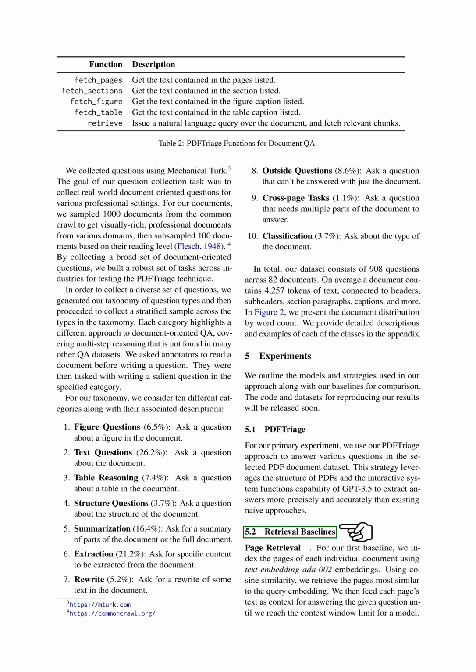The second baseline involved concatenating all the document's text and then dividing it into 100-word chunks. Each chunk was then indexed using text embedding ADA002 embeddings. We then used cosine similarity to find the chunks most similar to the query embedding. Each chunk's text was then used as context for answering the question until we reached the context window limit for a model.